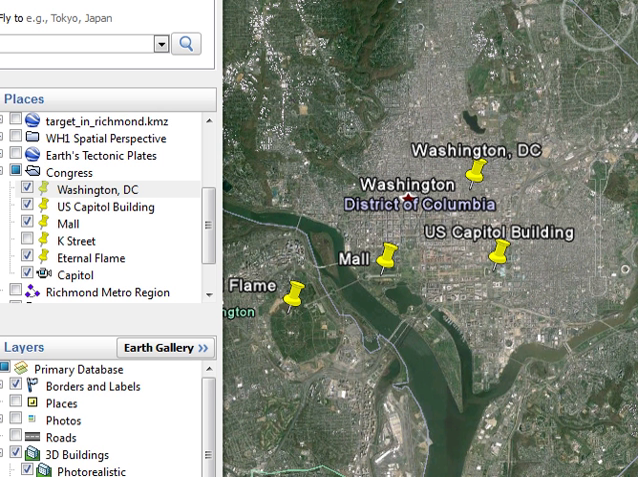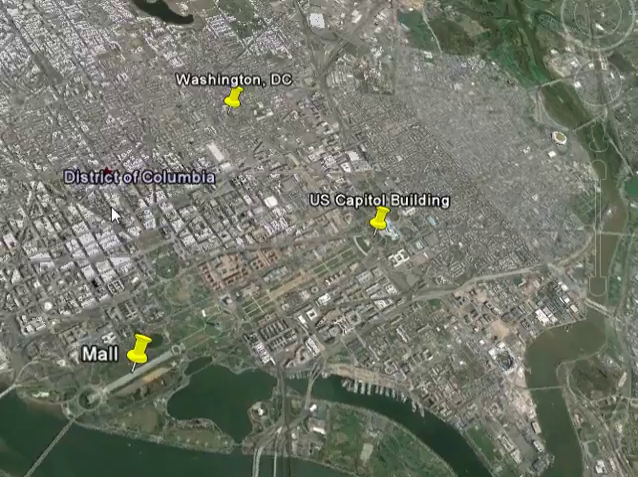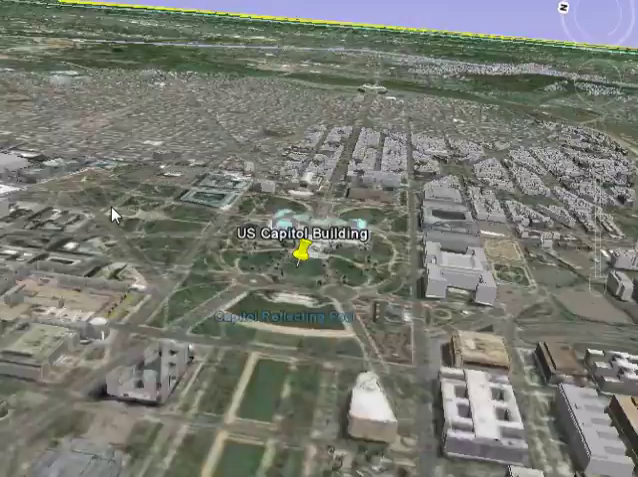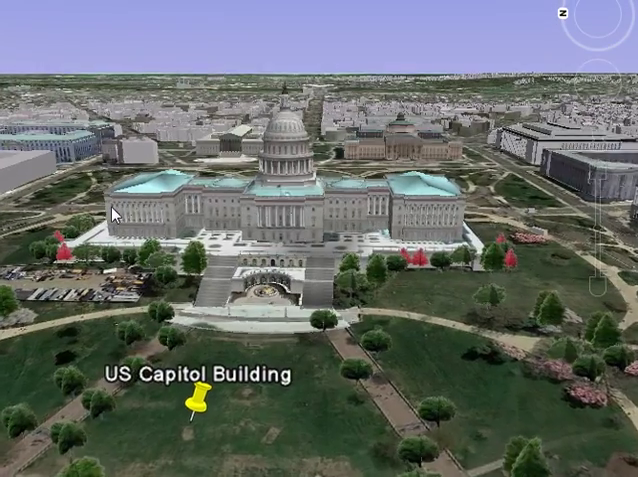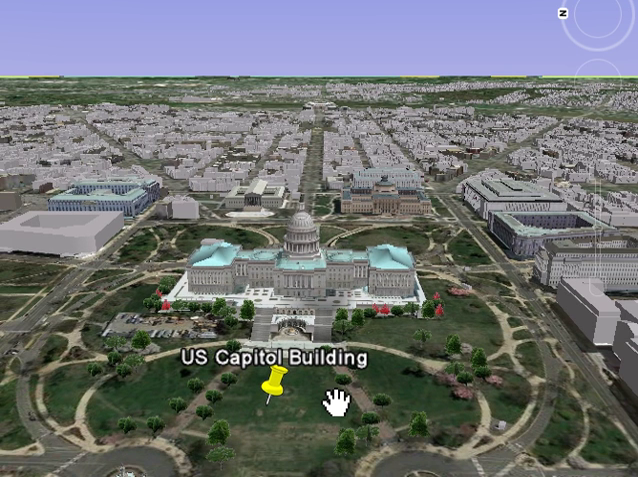Now let's take a little tour and see if we can look at the Capitol building. So this is on the east end of the National Mall. This is the United States Capitol building. The United States Senate is located in this chamber, and the United States House of Representatives is located in the southern chamber of the Capitol. And the buildings on the sides are office buildings for members of both houses.